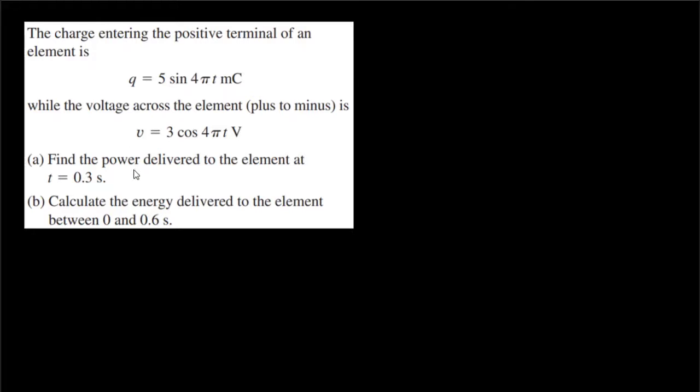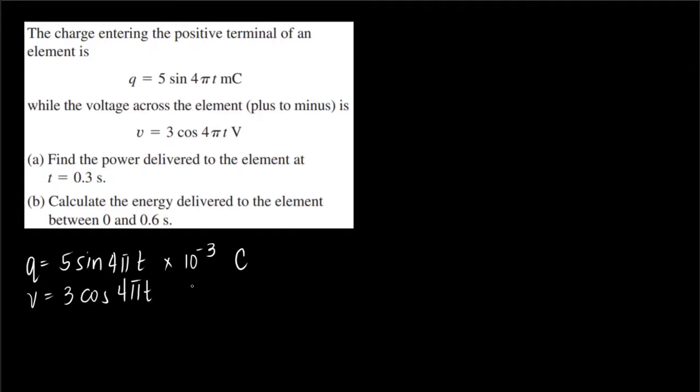Another example. The charge entering the positive terminal of an element is given as Q equals 5 sin 4 pi t, times 10 to the negative 3, so that it's in coulombs. While the voltage across the element, plus to minus, which is positive, which is good, is V equal to 3 cosine 4 pi t volts. For letter A, find the power delivered to the element at time t equal to 0.3 seconds.